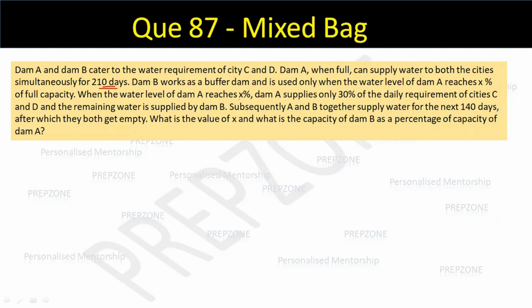Okay, और जैसे A X% पे reach होता है, then dam A supplies only 30% of the daily requirements of city C and D, और remaining water percent है वो सारा dam B करता है. Okay, subsequently A and B together supply water for the next 140 days. Okay, which means जैसे ही A का water level X% पहुंचता है, उसके बाद A and B together supply for next 140 days, after which both of them get empty. तो X निकालना है और dam B का percentage निकालना है.